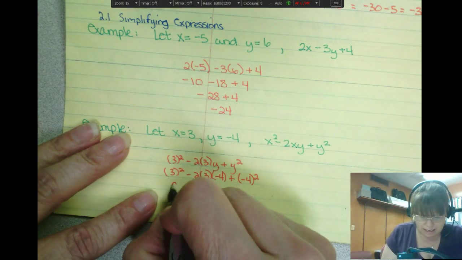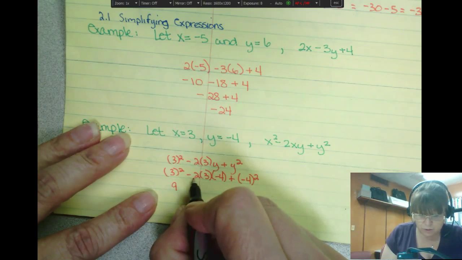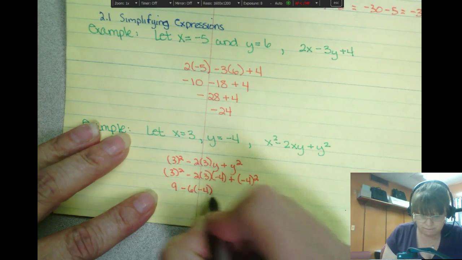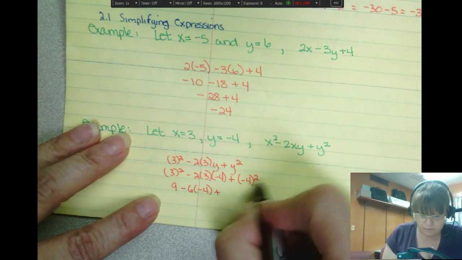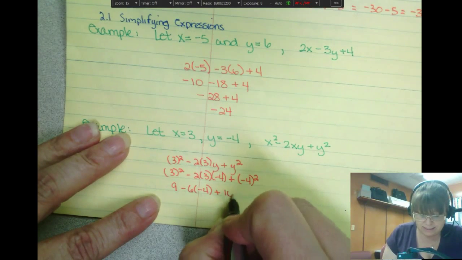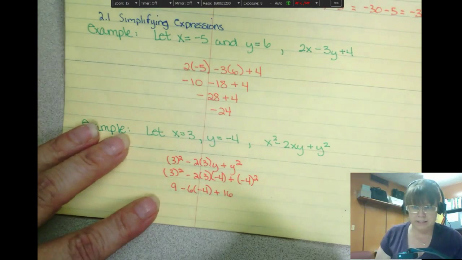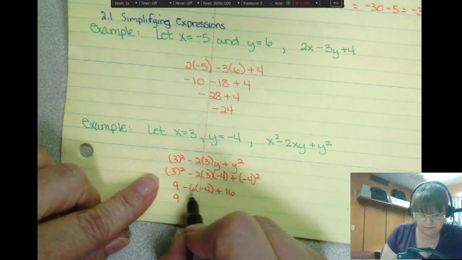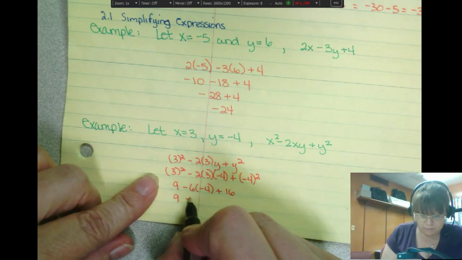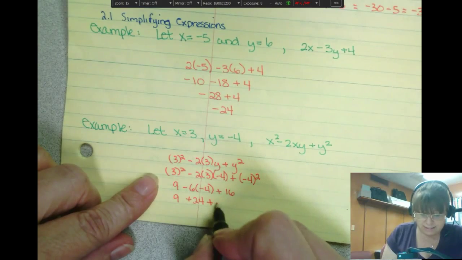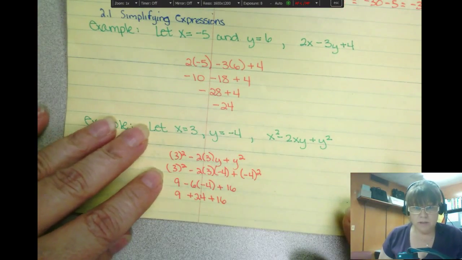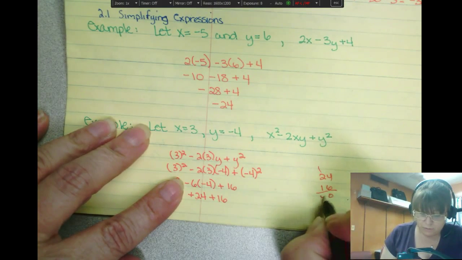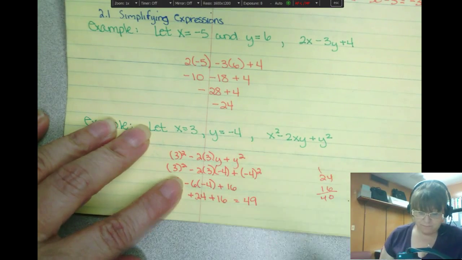3 squared is 9. Negative 2 times 3 is negative 6, times negative 4, plus negative 4 squared, which is negative 4 times negative 4, which is 16. I know I did that a little out of order, but that's okay. It's all multiplication in the end. Now we have 9. Negative 6 times negative 4 is positive 24, plus 16. 9 plus 24 plus 16 is 49.